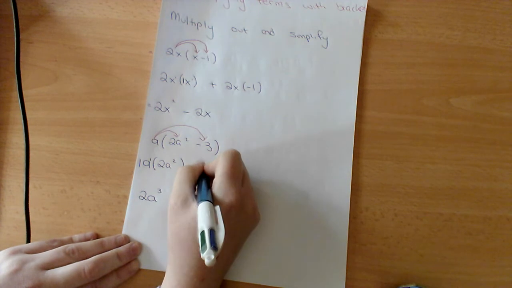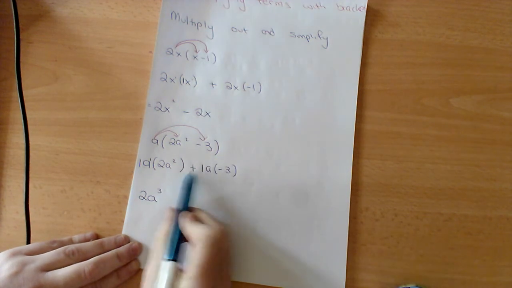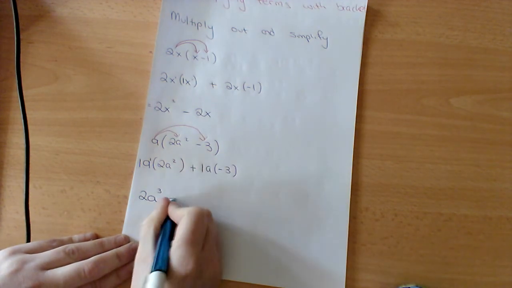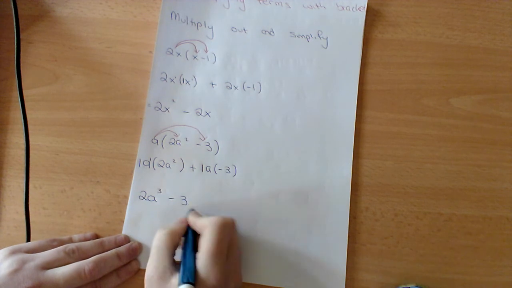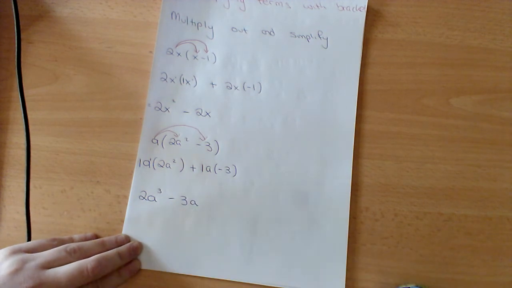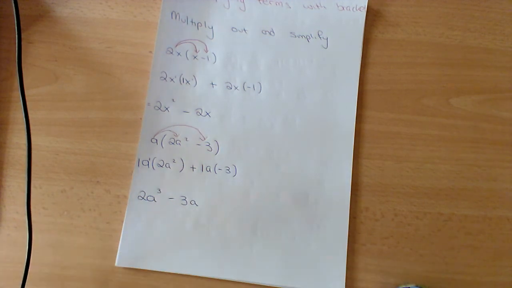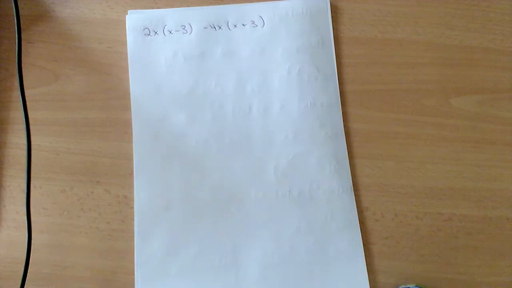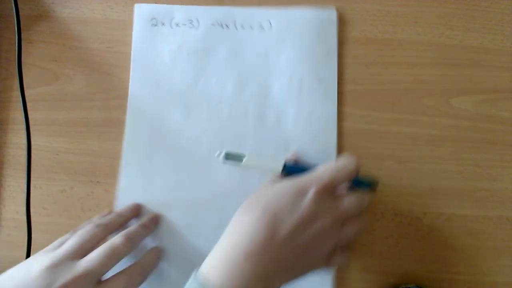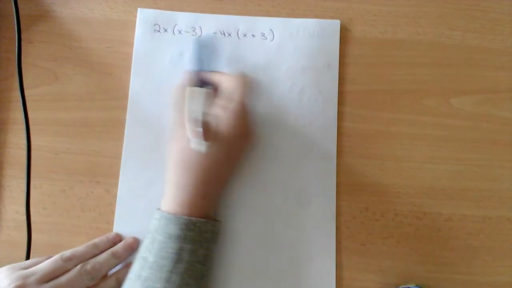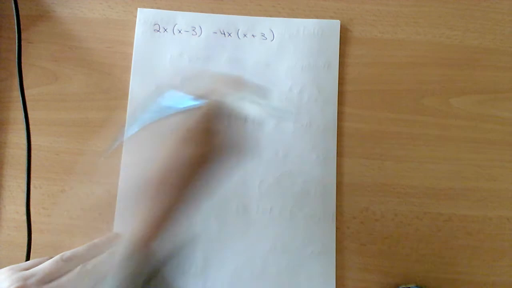Then a, so I have an imaginary 1 here, so plus 1 times minus 3, that gives me minus 3, and I have no variable, so it's minus 3a. And that is it, multiplied out and simplified. I can't go any further because I can only add and subtract like terms, and a cubed is not the same as a. The next example I have is 2x bracket x minus 3 minus 4x bracket x plus 3.